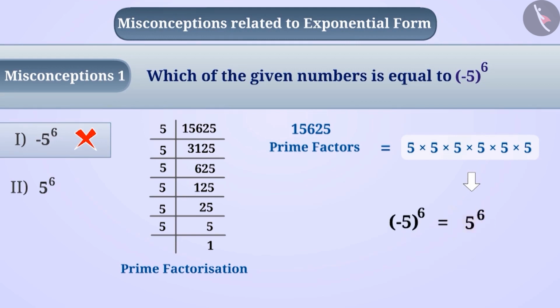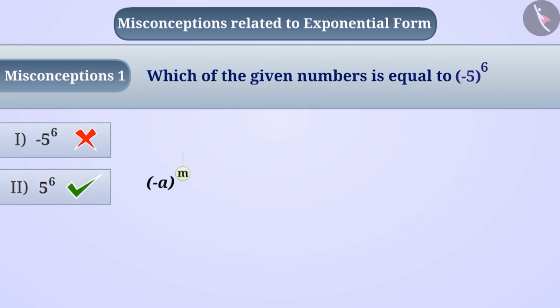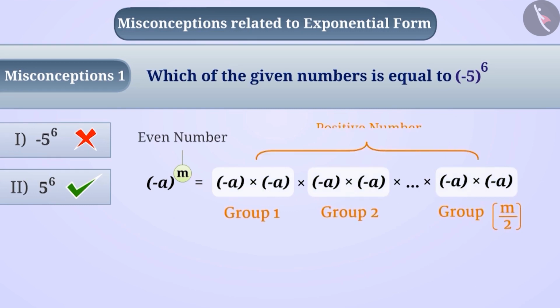Always remember, if the power of a number minus a is an even number, we can create m by 2 groups of minus a multiplied by minus a. The result of multiplication of these groups will be positive, and similarly the value of minus a raised to the power of m will also be positive. Now let's see some common mistakes.